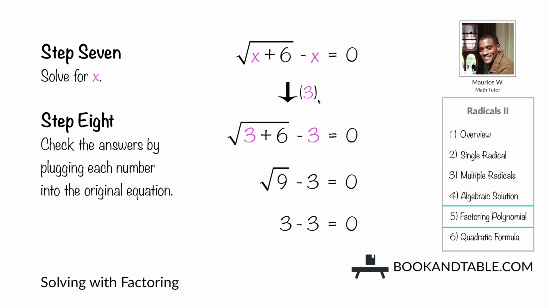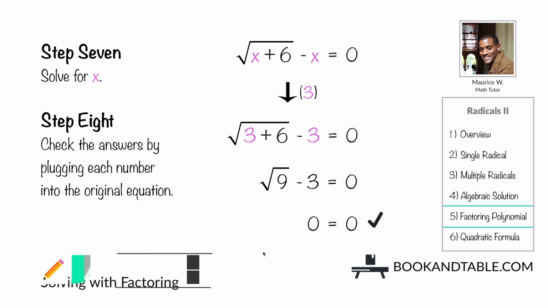Let's test the second answer that we got, +3. 3 plus 6 is 9. The square root of 9 is 3. And 3 minus 3 gives you 0. Confirming the left side of the equation equals the right side of the equation when x is equal to 3. So the only correct value for x in this question is +3. So that is an example of a radical equation that you would solve utilizing factoring to solve for x.